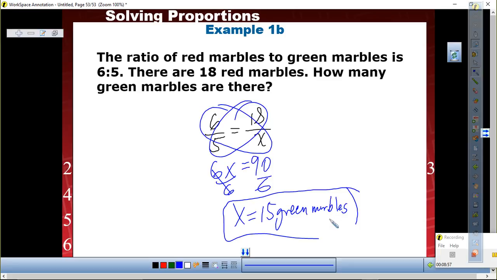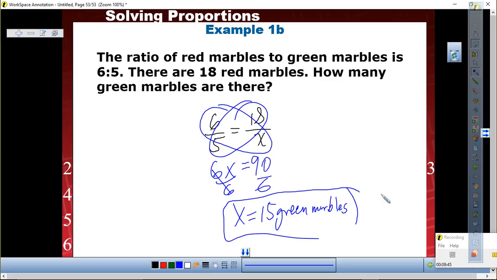Yes, Jeremiah. Does it matter if you put 18 on the bottom? It does matter. Because if you put the 18 on the bottom, you multiply this times 18, you'll get 108. And then all of a sudden, divided by 5, it's not going to give you this answer. You see what I'm saying?